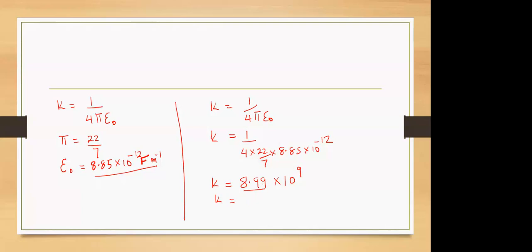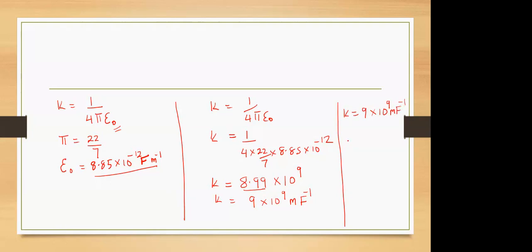What is 8.99 to zero decimal places? It becomes 9 times 10 to the power 9. And now this is what we call our K. So whenever you find that your medium is air, this is what you are going to be using as your value for K, and its units are meters per farad. Your K always, it may not be given to you, but have it in your head. That is the same as 9 times 10 to the power 9 meters per farad.